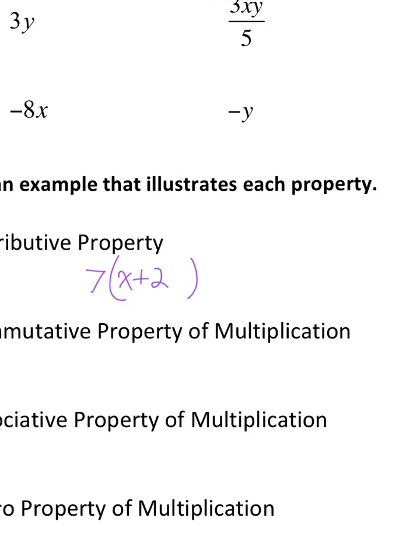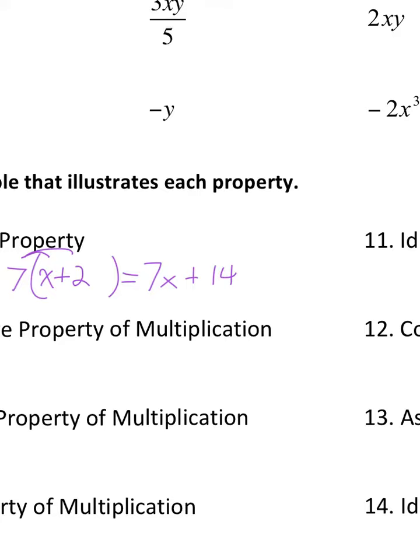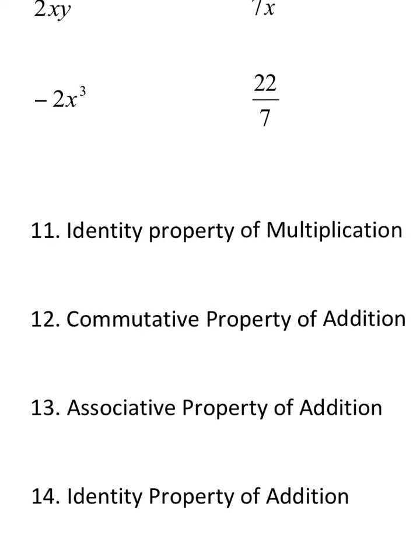What the distributive property does, and here's what you need to show, is that the distributive property says that 7 times x plus 2 is the same as 7x plus 14, which is 7 times 2. So that's an example of when you use the distributive property. Let's slide over to the identity property of multiplication.